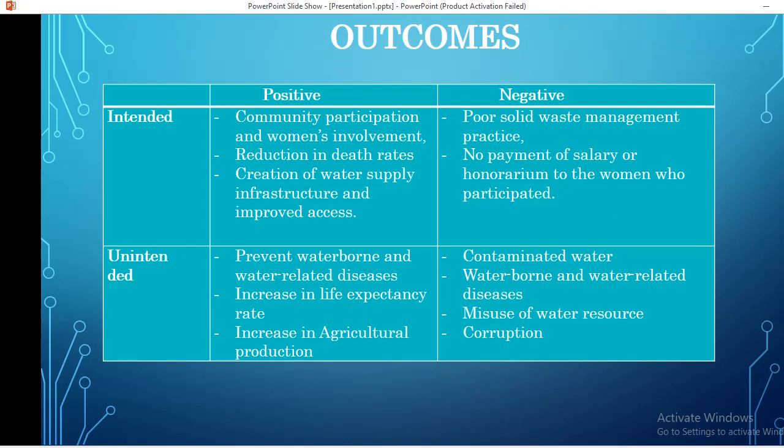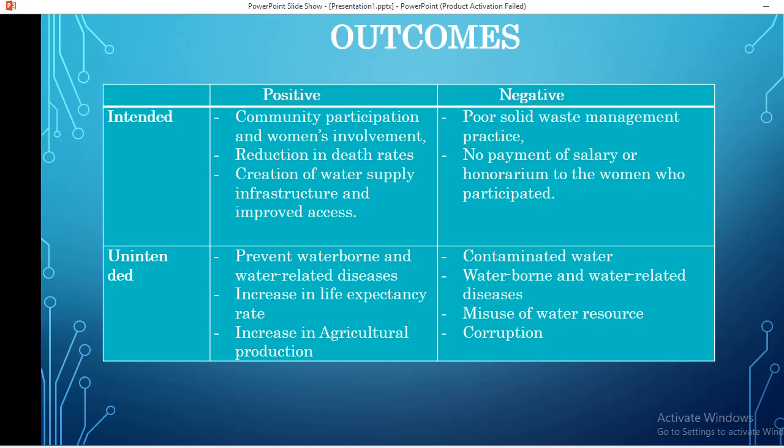Now I'd like to talk about the outcomes of the project. So the positive intended outcomes of the project are community participation and women's development, reduction in death rates, creation of water supply infrastructure and improved access. In the same way, negative intended outcomes of the project are poor solid waste management practice, and no payment of salary or honorarium to the women who participated in the project.